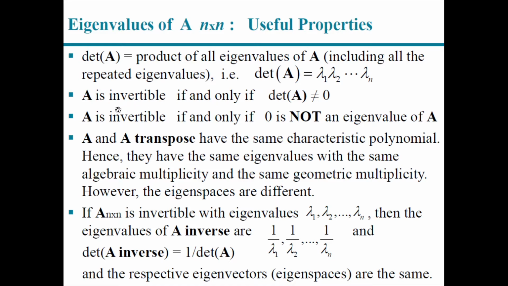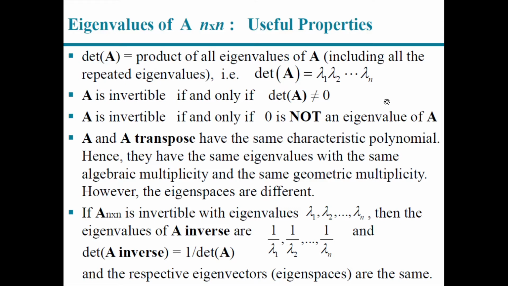We already know that A is invertible if and only if determinant is different from 0. So now, since we know that the determinant is equal to the product of eigenvalues, that means that A is invertible if and only if 0 is not an eigenvalue of A. Because if 0 is an eigenvalue, the product will be 0, right? So A is invertible if and only if number 0 is not an eigenvalue of the matrix. The same thing means that A is not invertible if and only if 0 is an eigenvalue of the matrix.